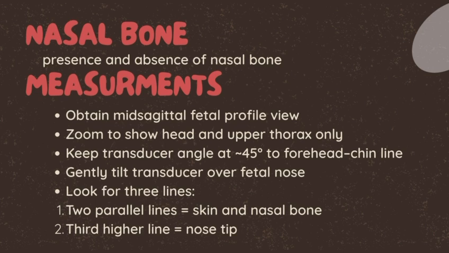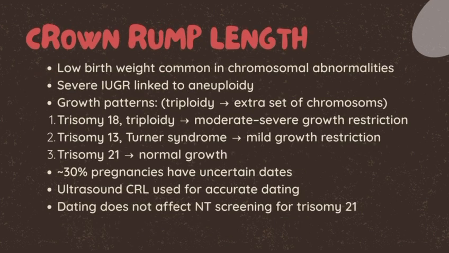In a normal fetus, three distinct lines are seen. Two parallel lines represent the skin and the nasal bone, while the third line is the higher line, which represents the tip of the nose.